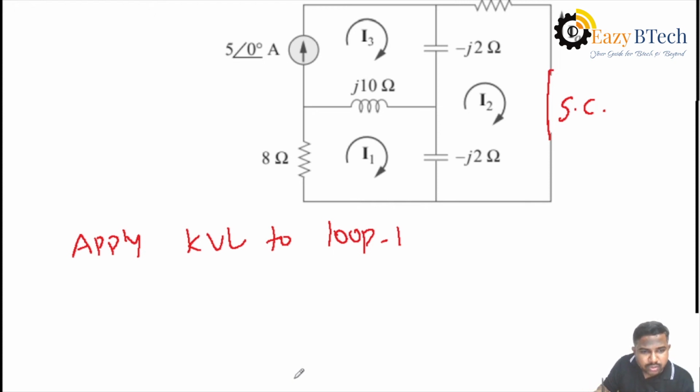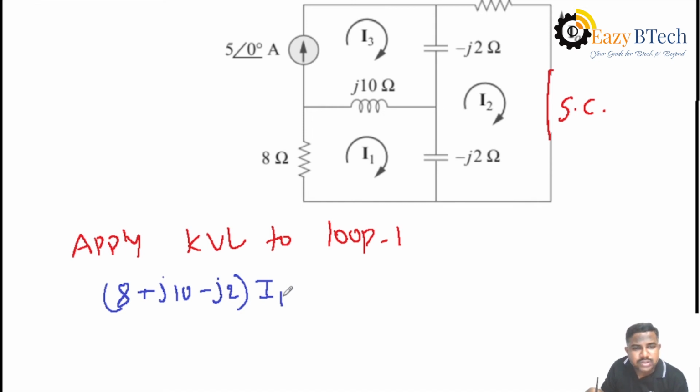Write down equations in terms of impedances. Then the current I1 is passing through 8 plus J10 minus J2. Then simply (8 plus J10 minus J2) into I1. And also J10 is a mutual element. Then I3 is also passing, but in reverse direction, so it is taken as minus J10 into I3. For minus J2 also, a mutual element, I2 current is also passing. That's why minus of minus is plus J2 into I2. There is no voltage source in the circuit, so it is equal to 0.